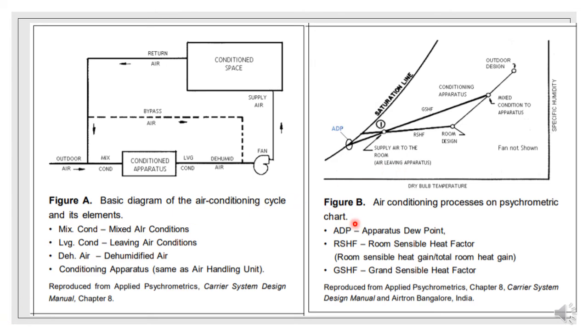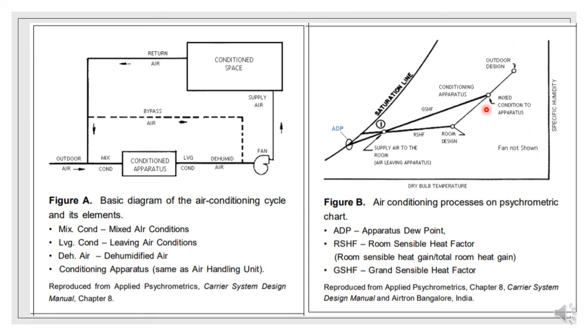And here in figure B, it shows the air conditioning processes on the psychrometric chart, and we have talked about the ADP, apparatus dew point. We have talked about RSHF, which is the room sensible heat factor, and we also have talked about GSHF, which is the grand sensible heat factor.